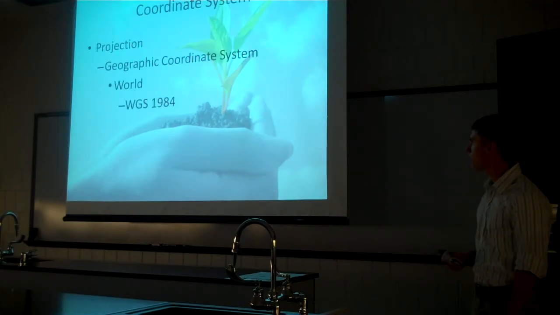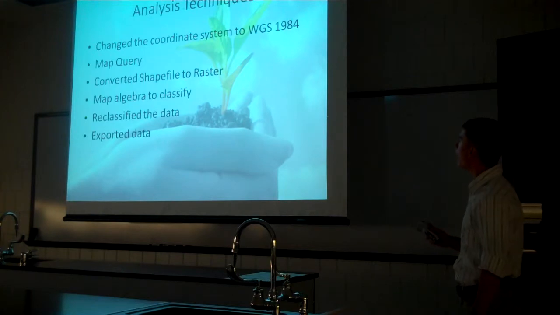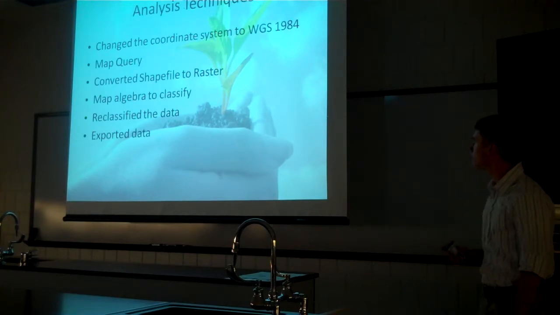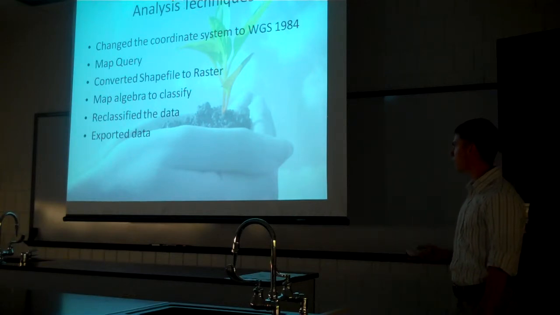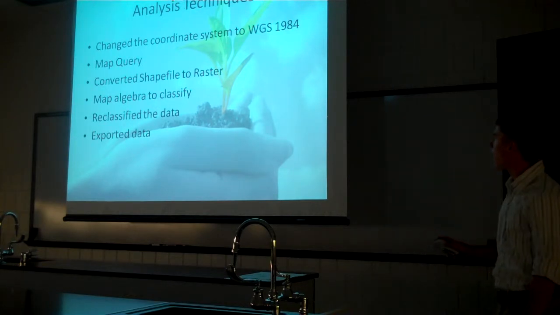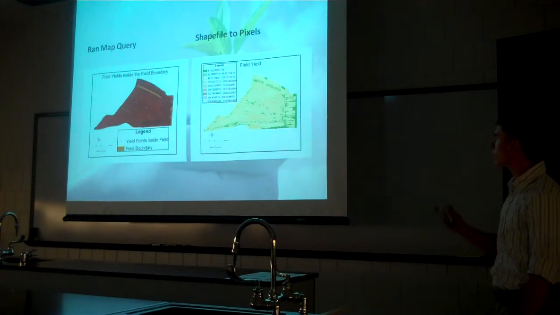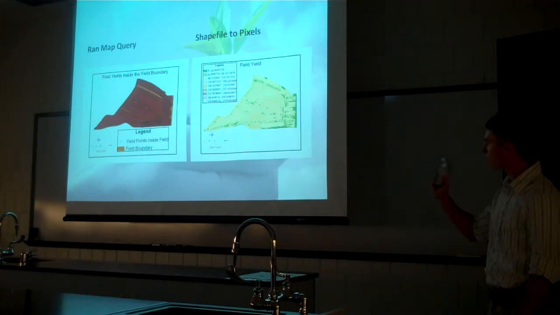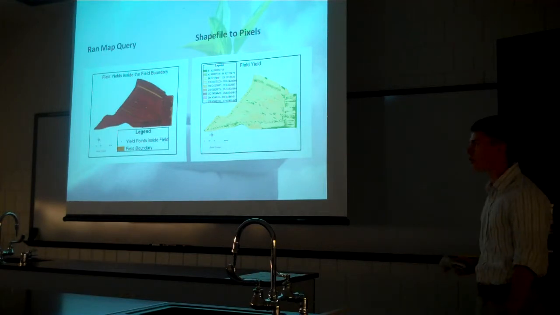Here's my coordinate system, GCS WGS 1984. Some of my techniques: I changed the coordinate system, did a map query, converted shapefiles to raster, did map algebra, reclassed data and exported the data, and then here's some of that. Ran a query, and then my shapefile picture, I made the map on the left look like the one on the right.